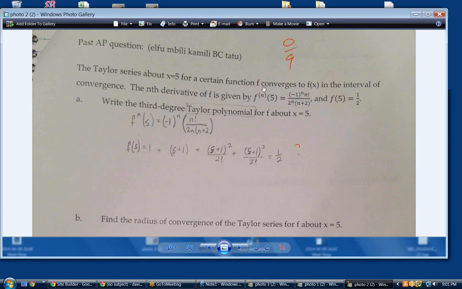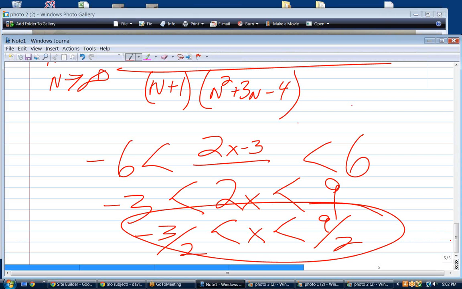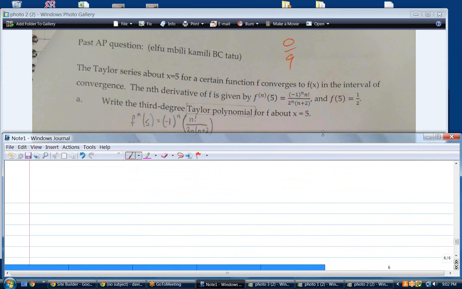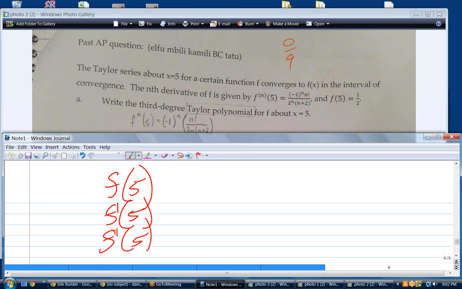Taylor series about x equal 5 for a certain function converges to f of x in the interval of convergence. The nth derivative is given by that. F of 5 is that. Write the third degree Taylor polynomial for f about x. Okay. What's the first derivative going to be? In other words, in order to write the third degree Taylor polynomial, I'm going to need f of 5. I'm going to need f prime. I better write it underneath. And I'm going to need f double prime of 5 and maybe f triple prime of 5.